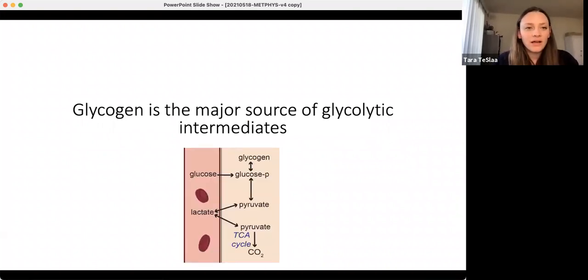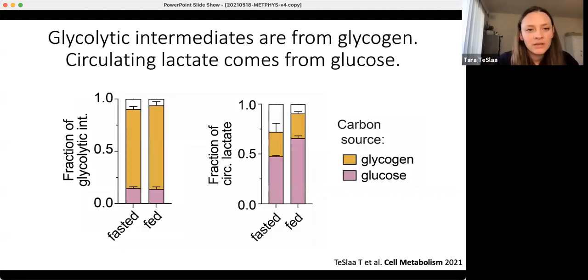However, this is a little bit different than what I told you at the beginning of the talk, that glucose makes circulating lactate, and that the majority of circulating lactate actually comes from circulating glucose. So here's what I mean. So here on the left is the whole body measurement of the sources of glycolytic intermediates, where most glycolytic intermediates come from glycogen. And then on the right, in the same experiments, I can calculate the sources of circulating lactate. And the major source of circulating lactate is glucose. So these seem to be in contradiction.